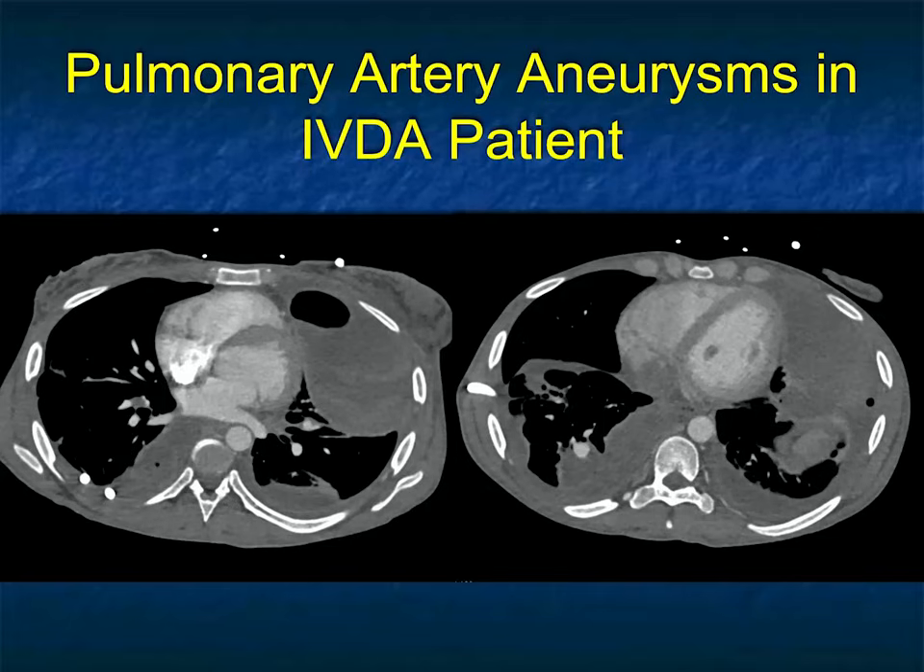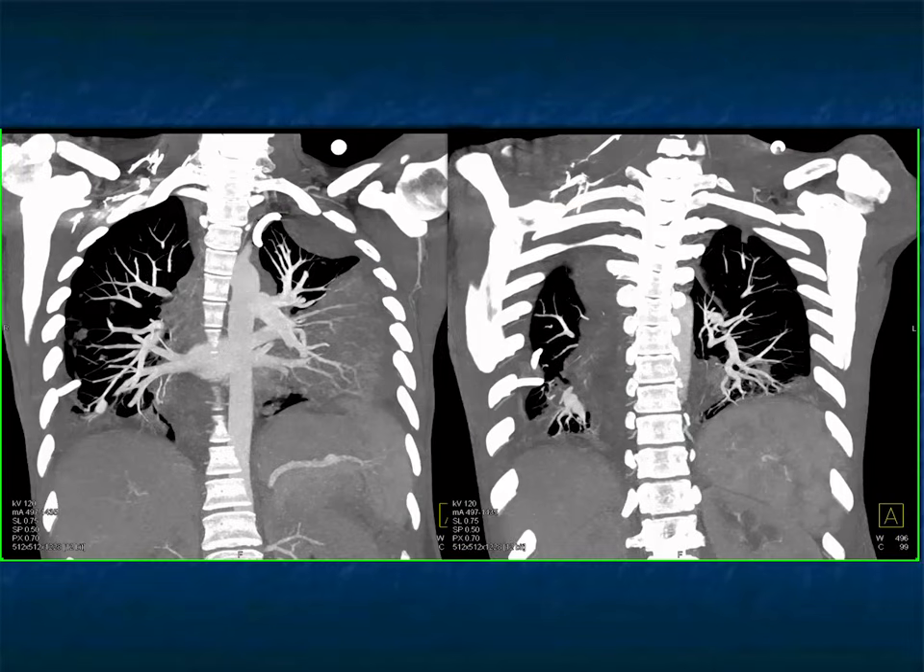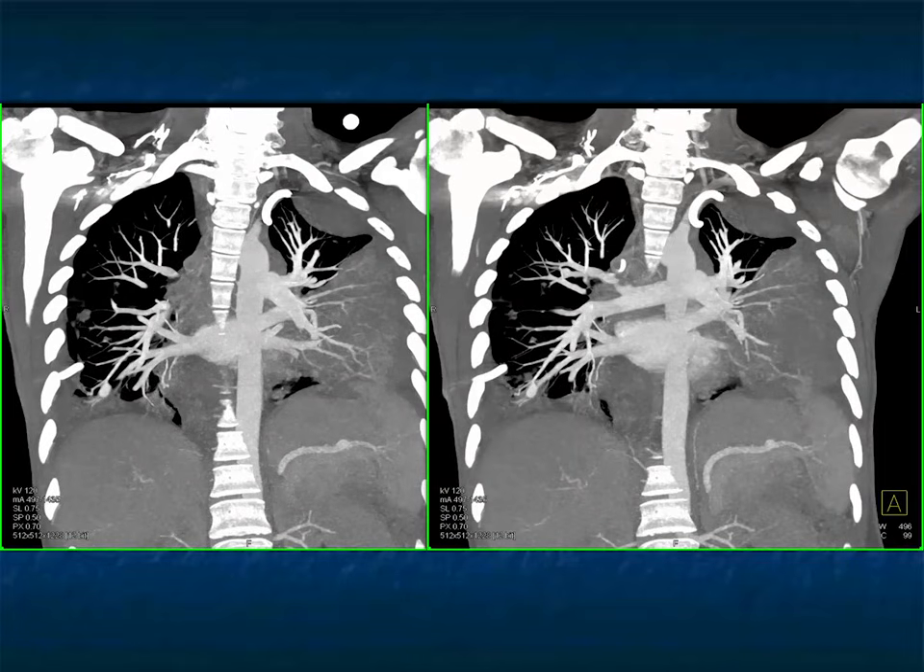Another example, IV drug abuse. You can see what looks like an empyema, and then you notice a process in the patient's right lower lung right here, and you have to be thinking about an aneurysm or pseudoaneurysm. Here it's nicely shown on the MIP imaging as well. Once you find one of them, you want to make certain you're not missing others.